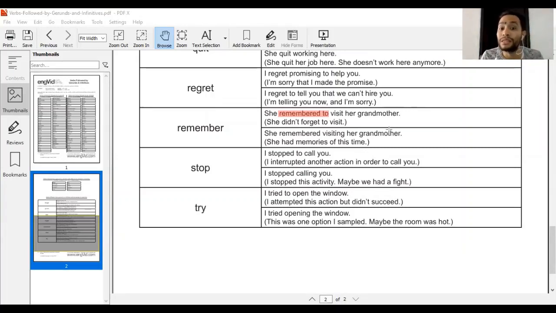She remembered to visit her grandfather. So tú estabas haciendo algo, o ella estaba haciendo algo, y en el momento recordó, tengo que ir a visitar a mi abuela, y fue y la visitó, ¿cierto? Es decir, recordaste hacer algo, no lo olvidaste, lo hiciste.